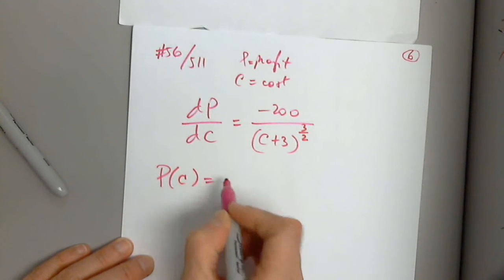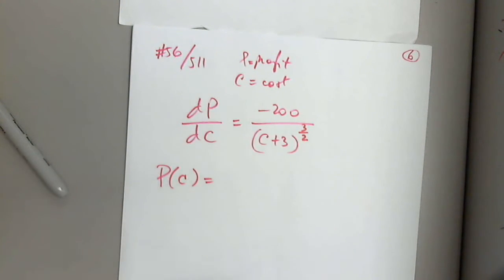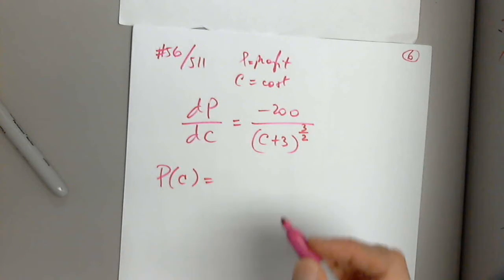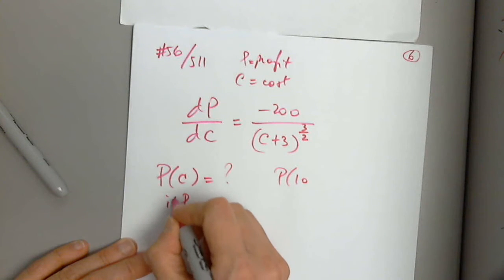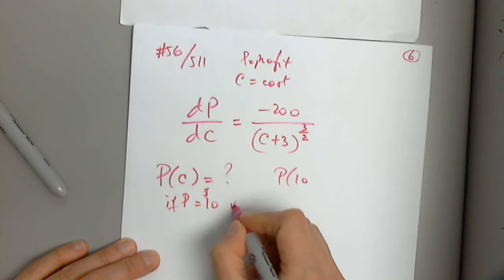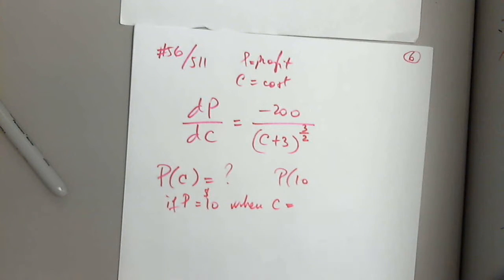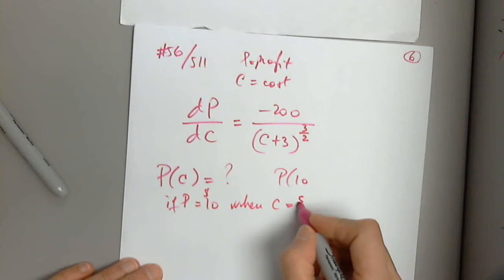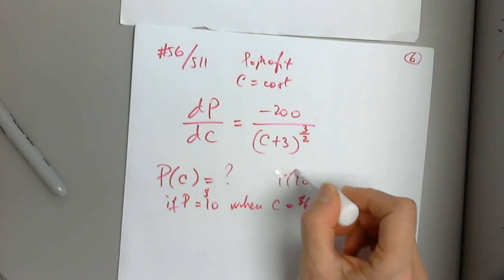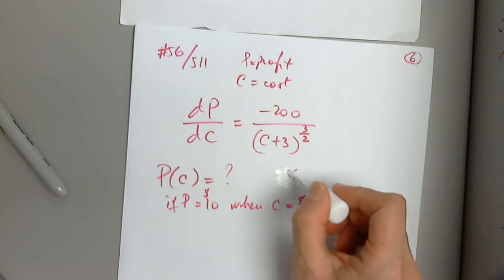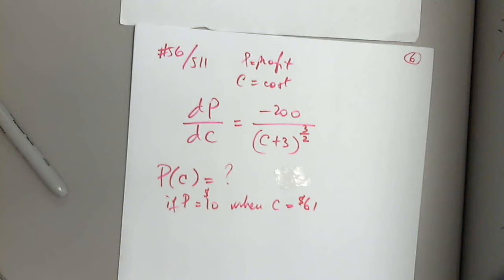Of course, we're asked to find y, or P in this case, if P is $10 when cost is 61. Why is this information given? It sets the condition, yes, in order to find the constant. Perfect. Excellent. So this is obviously a differential equation.